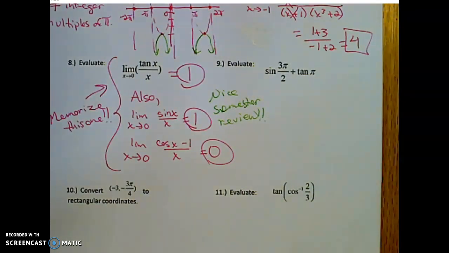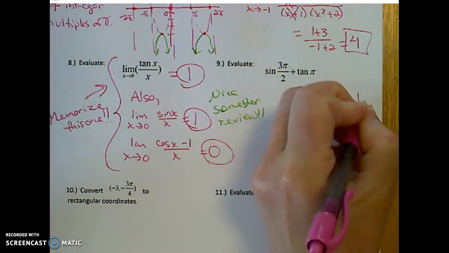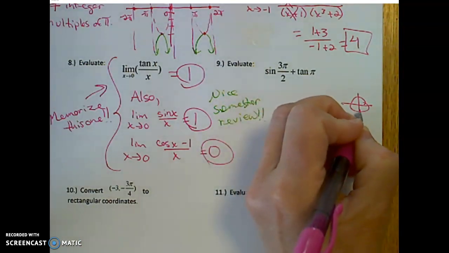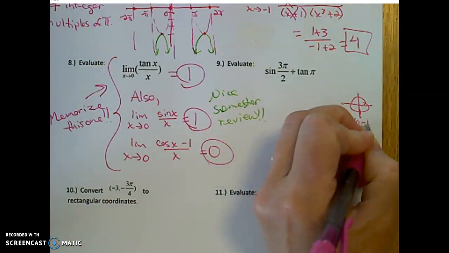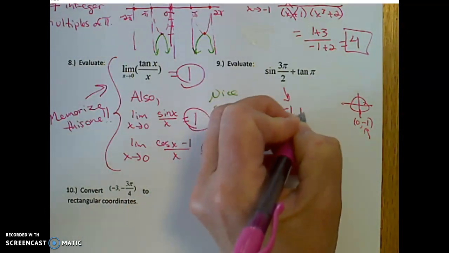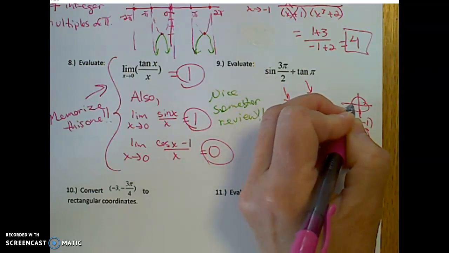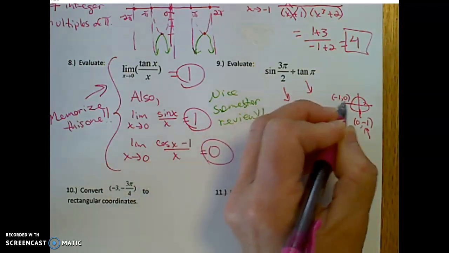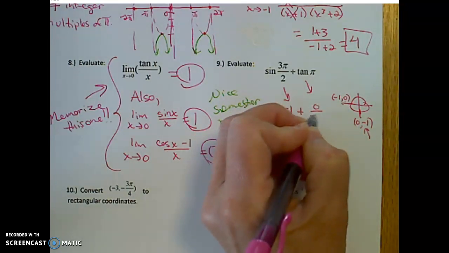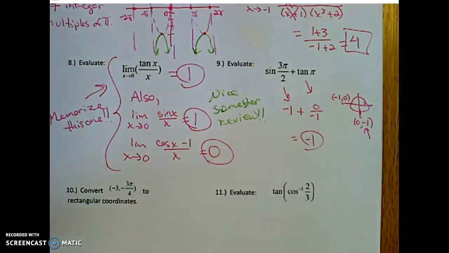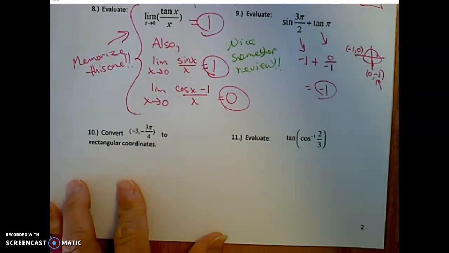If you were asked to evaluate sine of 3 pi over 2 plus tangent of pi, this is just a good old unit circle question. What is that ordered pair down here at 3 pi over 2? That is 0, -1. Sine is y, so this is -1 plus tangent of pi. Tangent pi is over here at -1, 0. If you remember, tangent is y over x, that's 0 over -1. -1 plus 0, which is simply -1. All right, give yourself a little pat on the back on that one.